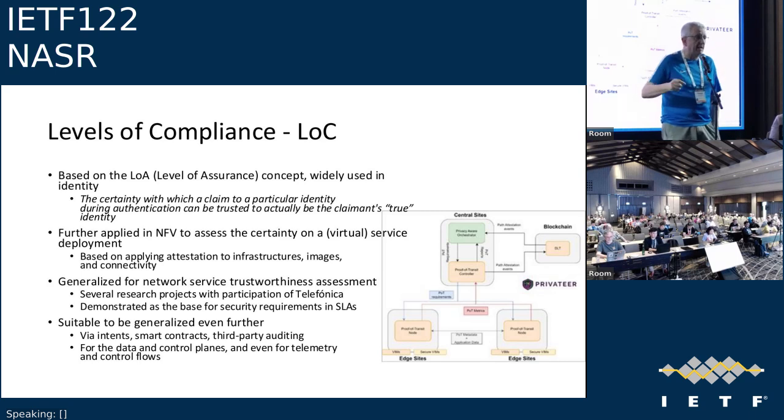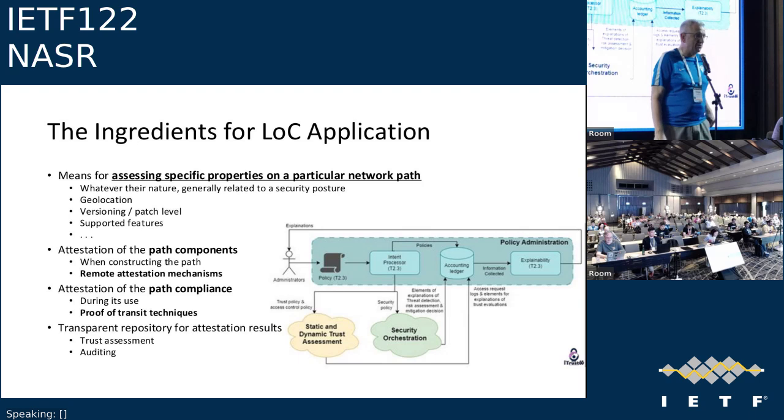And that third party can be whoever else: the user itself, someone that the user has hired for doing so, or, I don't know, a regulatory body, though probably I should not talk about regulation anymore because it looks like a minefield. So for applying this, what we are trying to do is to measure or assess specific properties on a particular network path, whatever they are.